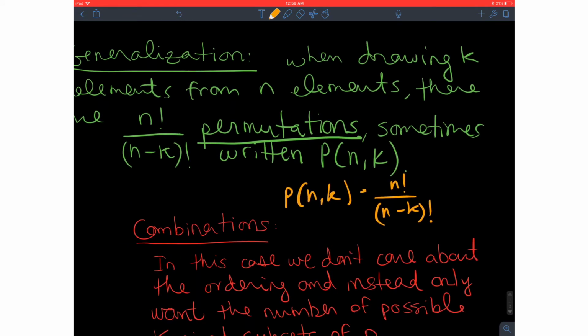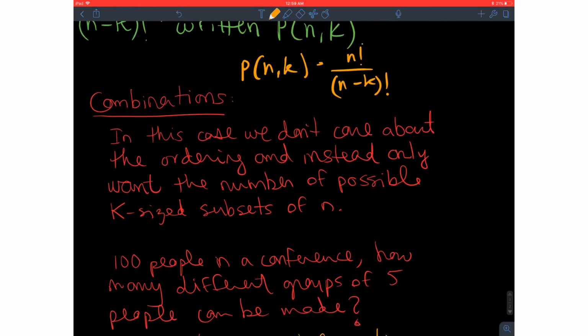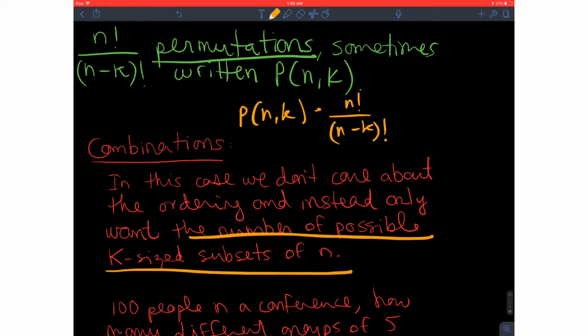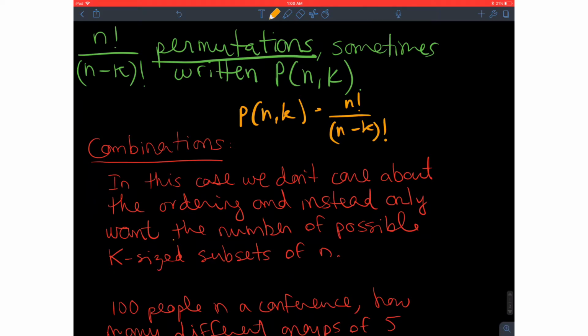Okay, perfect. So now we need to look at another question that's actually important: combinations. In this case, we don't care about the ordering, and instead we want the number of possible k-sized subsets of n, where here order really doesn't matter at all.